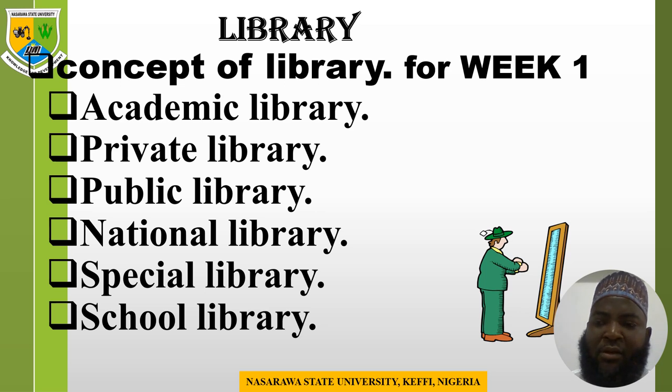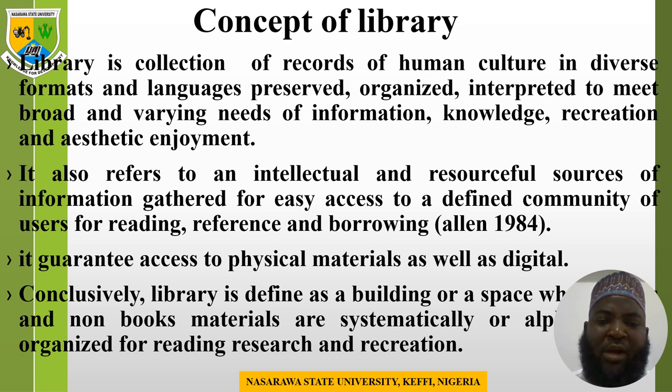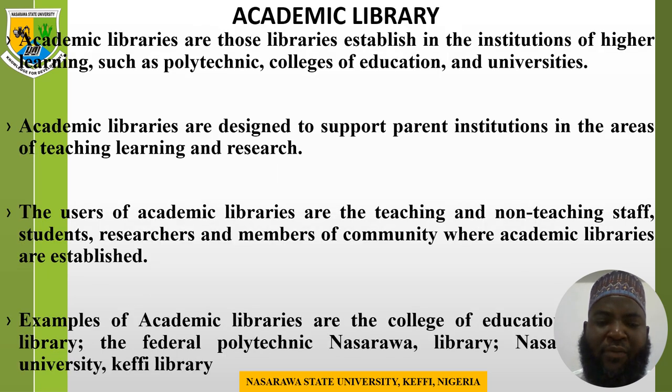When we are talking of library, we have five or six major types of library, ranging from academic library, private library, public library, national library, special library, and school library. We'll be taking them one after the other. When we're talking of type of library, the first one we mentioned is academic library.